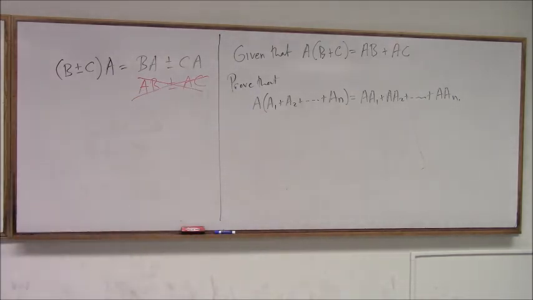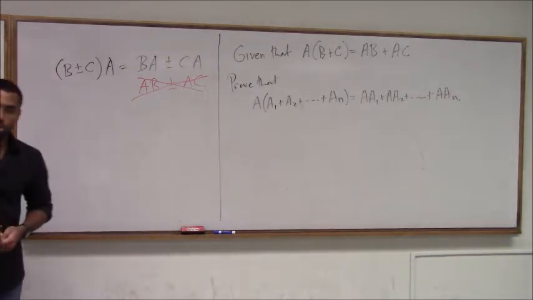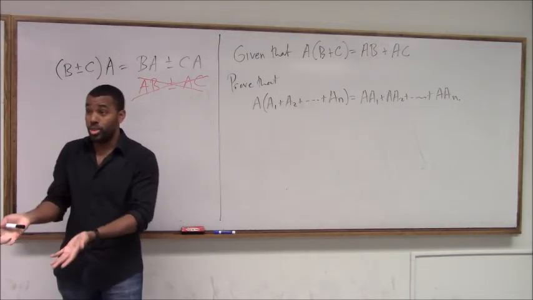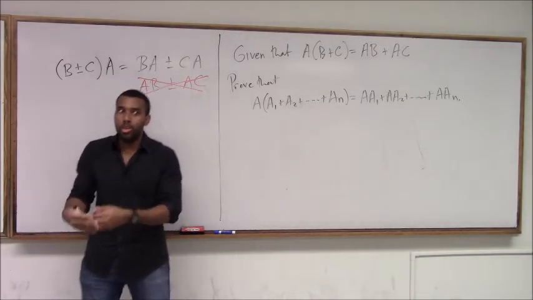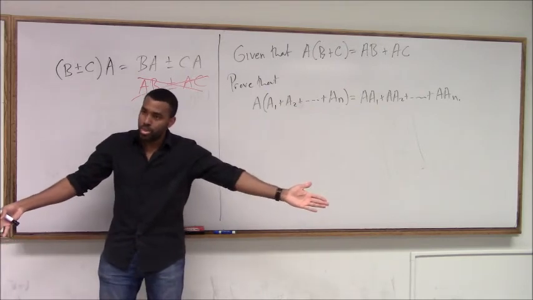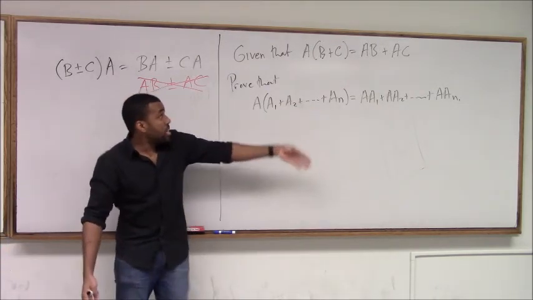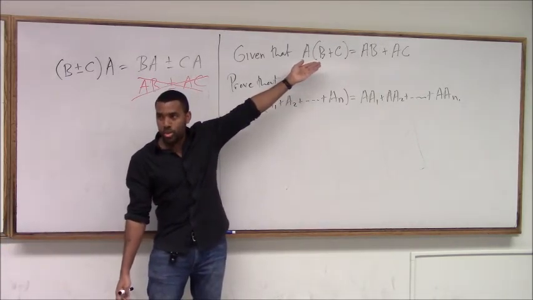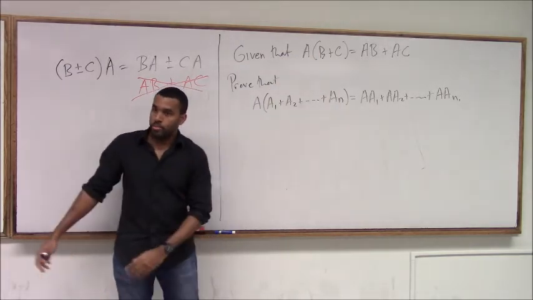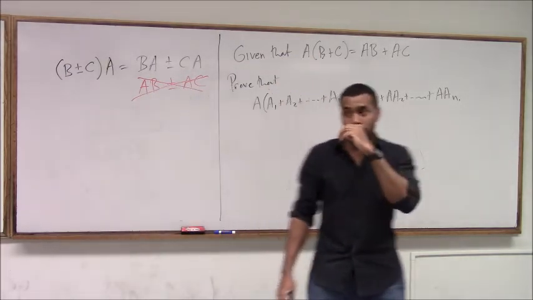So that's me extending a rule. I can tell you a rule, hey, this rule works for 2 things in the parentheses, but it also works for more than 2 things in the parentheses, which by the way, based on this is not something you can assume. It's something you'd have to prove. How would you go about proving something like that?